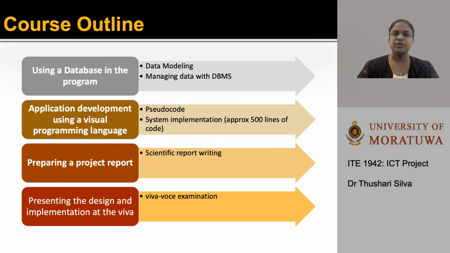Once you have designed your database properly, it must be connected with the front end and you need to go through the implementation process. All the pseudocodes for all the requirements need to be clearly mentioned, and an approximation of 500 lines of code is expected. That determines the scope of your project. It shouldn't be a very big project, so quite simple, but complex enough to conduct throughout the semester.